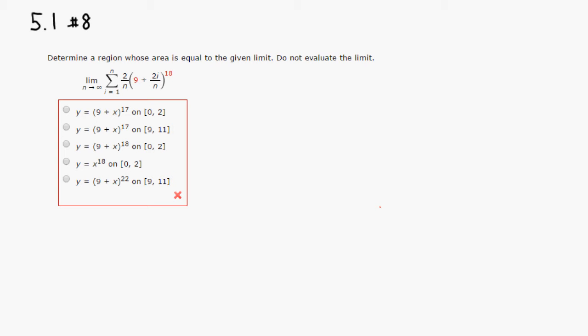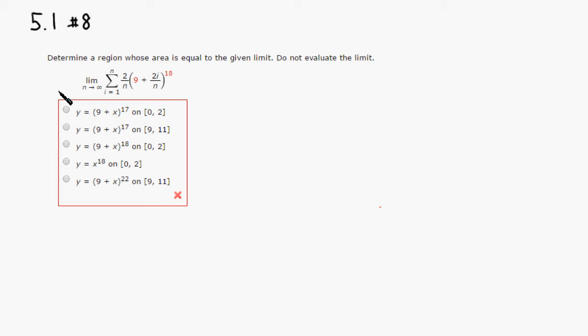Alright, let's look at homework 5.1, problem number 8. We want to find the area that is represented by this limit sum. So let's do that. Let's try to rewrite it into a definite integral.